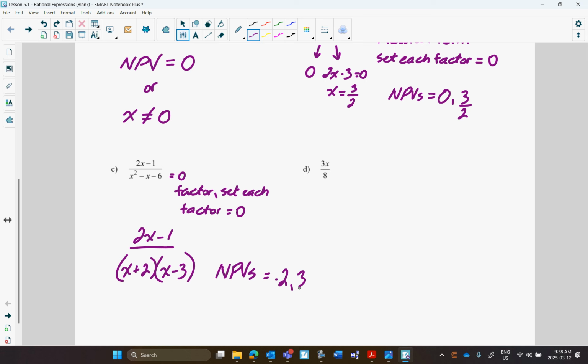How about D? Sometimes if it looks easy, it is. What's the problem here? There's no variable in the denominator. It's just 8, which means there are no NPVs. If there's no variable in the denominator, you can't have any non-permissible values.